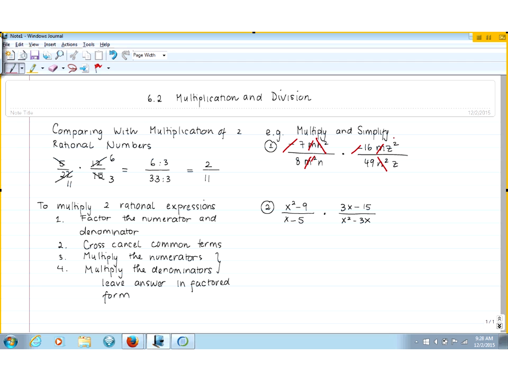The z, what happens to the z? Cancel one of them? Okay, so you only have one z. How about the 7 and 49? Too many things cancel, huh? 7, and then the 16 and the 8? 2. All right.